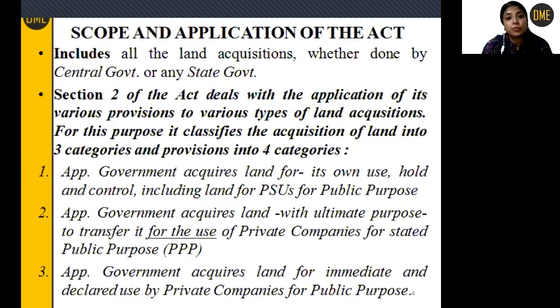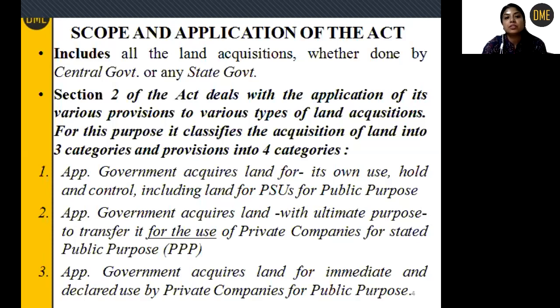Section 2 provides for the application of the Act, and it provides various provisions for various types of land acquisition. For this purpose, it classifies the acquisition of land into three categories. So there are three categories of land acquisition, and under these three categories, there are provisions which are further divided into four categories. Let us concentrate firstly on the three types of land acquisition.